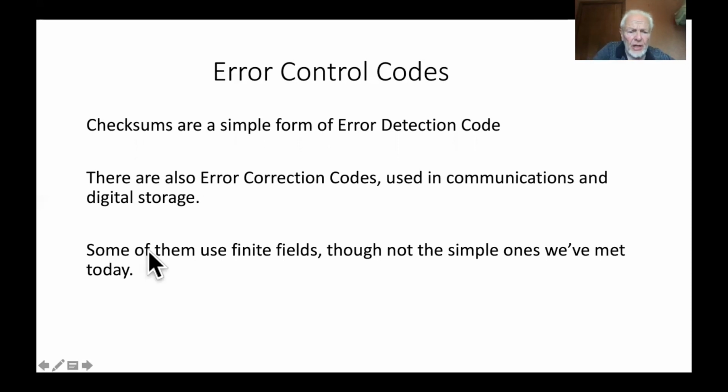Some of these error correction codes use finite fields, the sort of things we've been studying here. Not Z_p, not those simple ones, but there are in fact more complicated finite fields, and some of those are used in some error correction codes. So there we are.